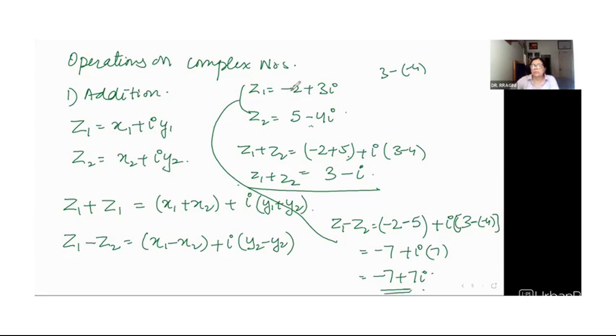So this is the addition and subtraction of two complex numbers, where we simply add and subtract the corresponding real and imaginary parts only. So this is quite easy. Next we have multiplication.